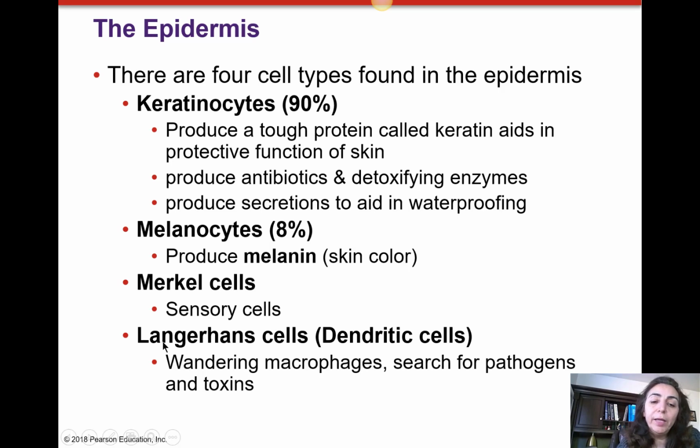And the last one is called Langerhans cells, or dendritic cells, that are wandering macrophages, searching for pathogens and toxins to get rid of them, right? So this is part of the immune system of the skin. That's how the skin takes part in the immunity, prevents the pathogens, and it just guards the border between the inside of the body and outside of the body through the Langerhans cells.